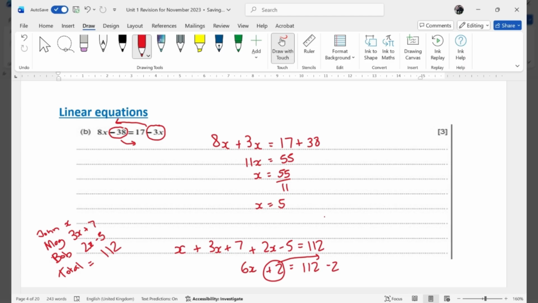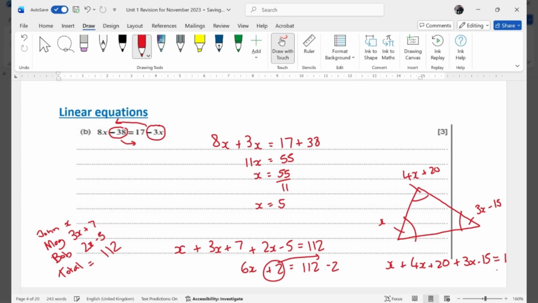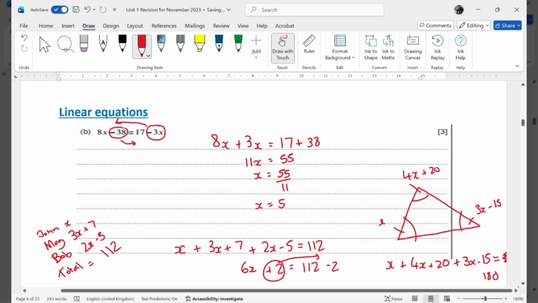Another thing that they sometimes hide these in is angles questions. So we know that angles in a triangle add up to 180, but they could call that one x, and call that one 4x plus 20, and call that one minus, I don't know, 15. And you'll go, oh, right, okay, x plus 4x plus 20 plus 3x minus 15. And they haven't had to tell you this because you know that they equal 180, and very much the same thing. Then you can solve your linear equations.